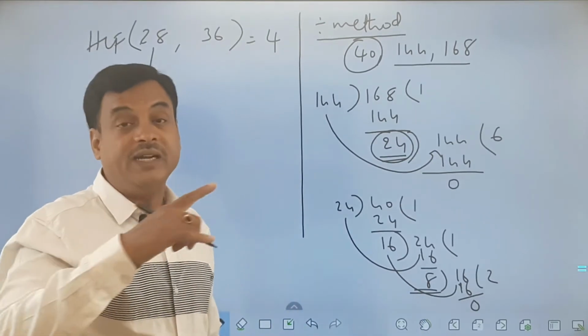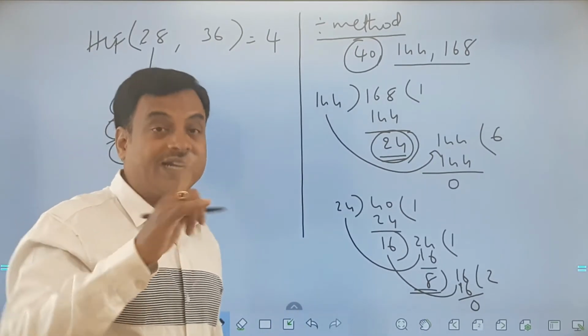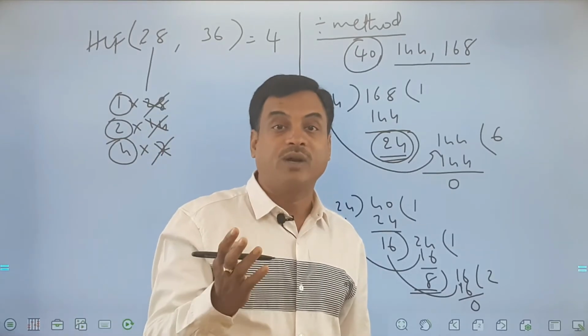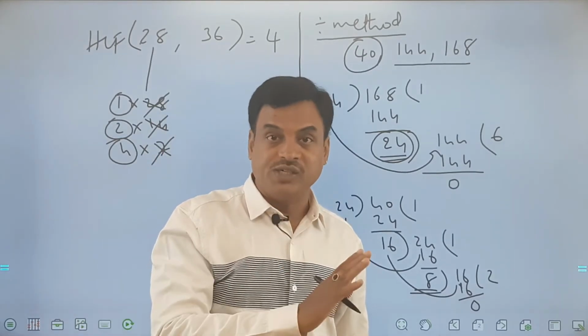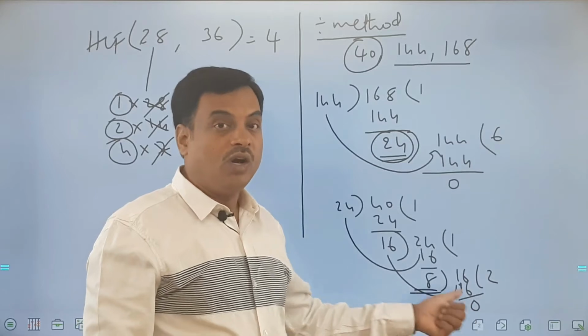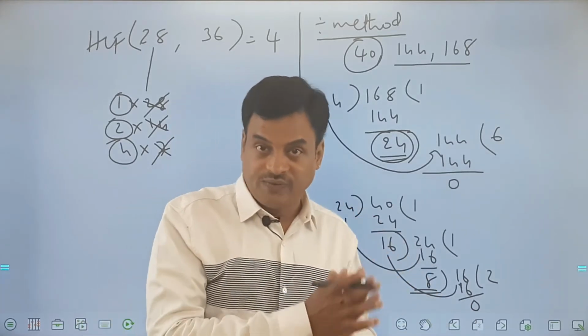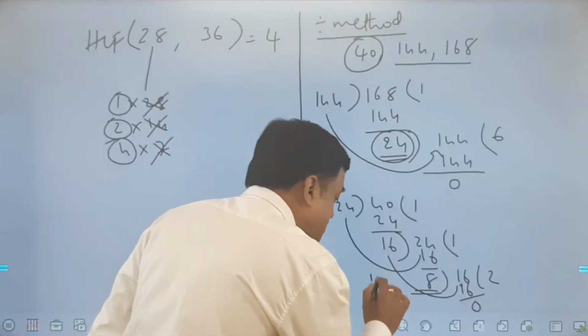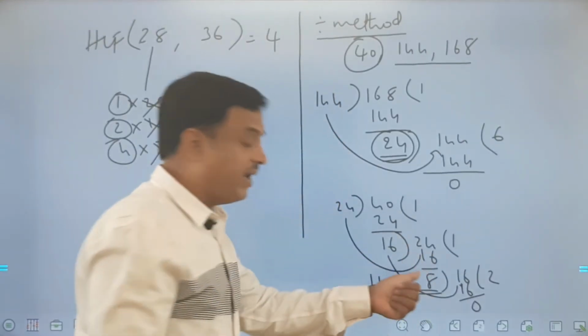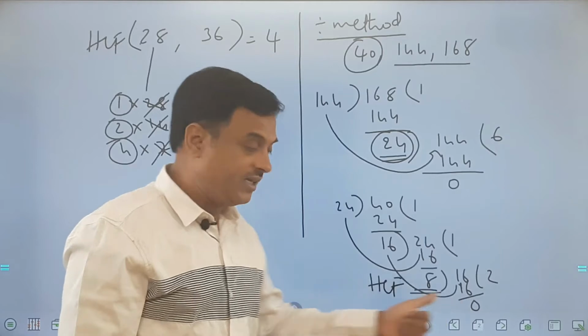And this process may take any number of steps. It might finish within one step or take any number of steps. So we need to have patience till the remainder is 0. We need to continue this process and then find the last divisor, which is called the HCF. It's a divisor position value if you observe this method also.